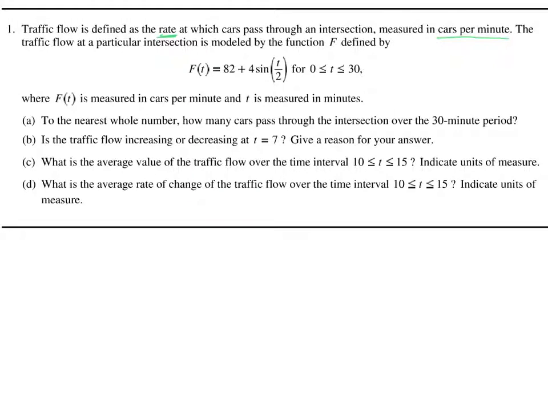And we have some questions. F of t is measured in cars per minute, which is set up here too. That's important. T stands for minutes. So f is a rate function, a derivative function. To the nearest whole number, how many cars pass through the intersection over a 30-minute period?